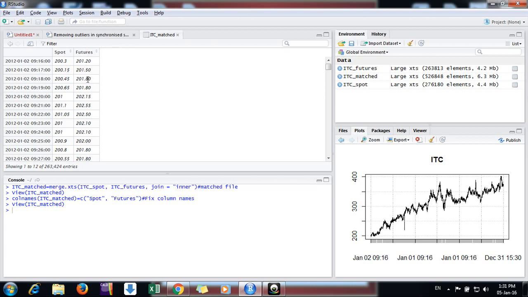So this is a synchronous series, but sometimes the difference between spot and futures is more than 5%, 10%. We see this sometimes in research papers. So we need to remove these outliers. Suppose spot is 200 and futures is 250. I don't think that is possible.